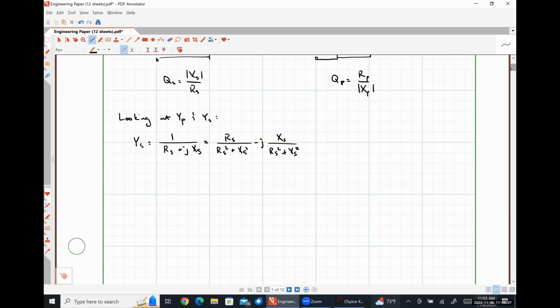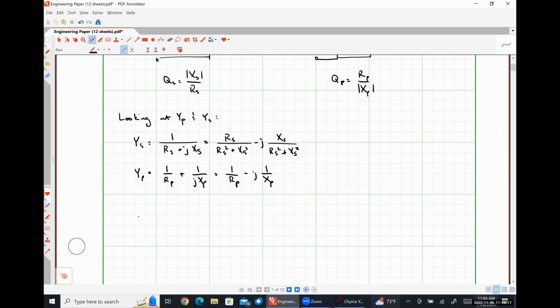Let's scroll down here a little bit. Looking in on the parallel connection, we just have 1 over R_P plus 1 over jX_P, which is the same as 1 over R_P minus j times 1 over X_P. And so setting these two admittances equal to each other, we can equate the real part of each admittance to each other.